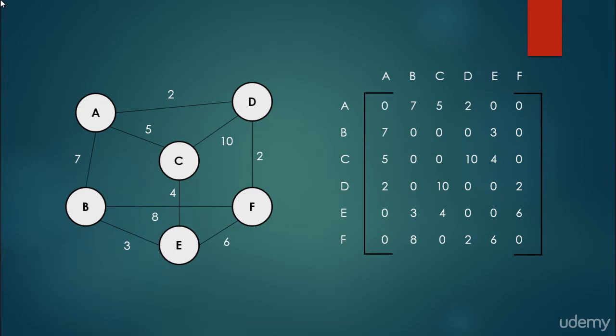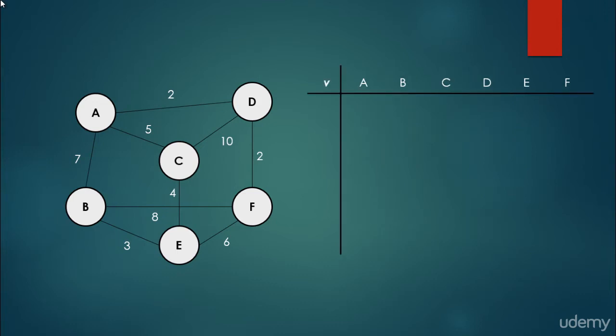For example, there is a connection between C and D, and you can read it from the adjacency matrix that the edge weight is 10. Because it is an undirected graph, it means that the edge weight from A to D is equal to the edge weight from D to A. That's why the matrix is going to be symmetric. So the transpose of the matrix is equal to the matrix itself.